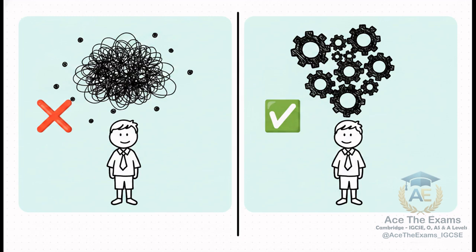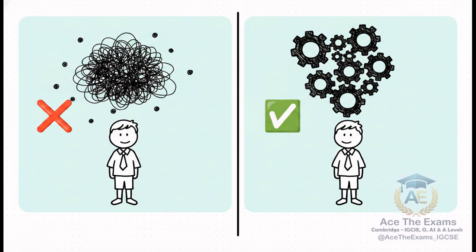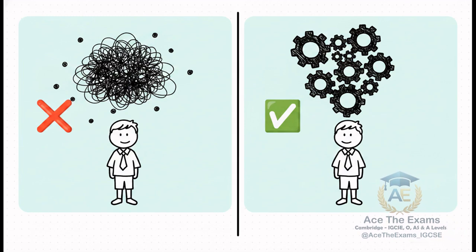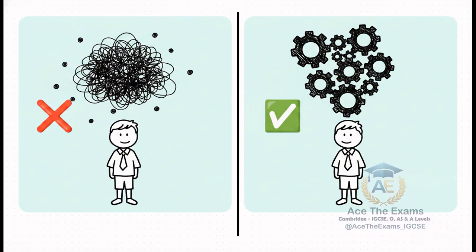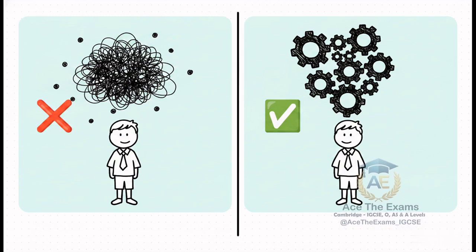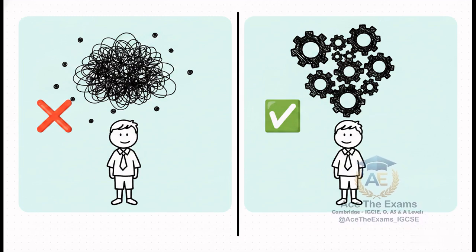Now, top-tier candidates, the ones securing those top-grade boundaries, they approach this with analytical depth. They create cross-topic connections. They don't just say gravity pulls planets, they connect it directly to forces and motion, explaining how gravitational attraction results in a resultant force directed towards the center of an orbit.